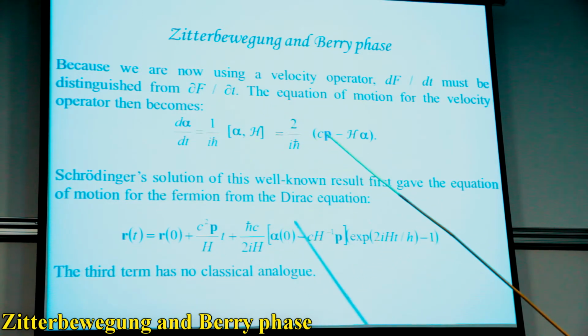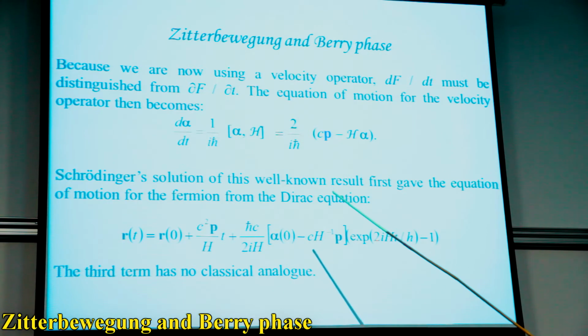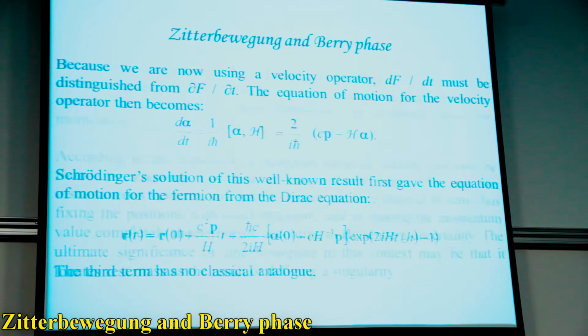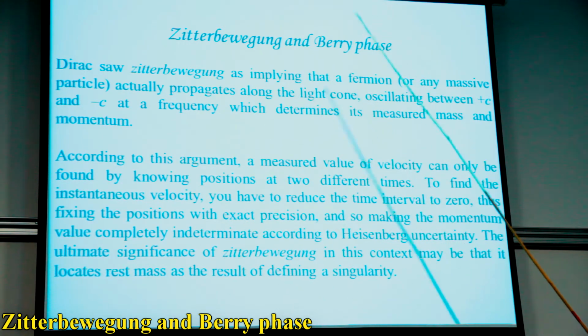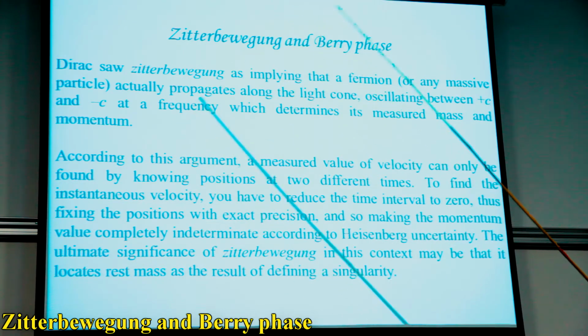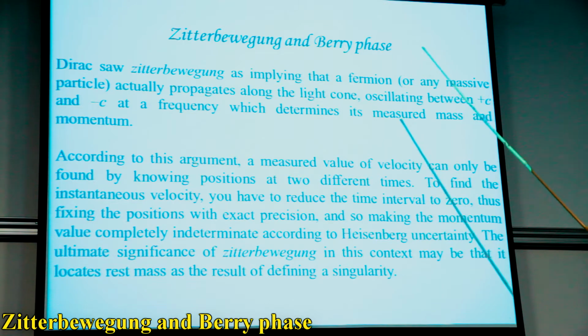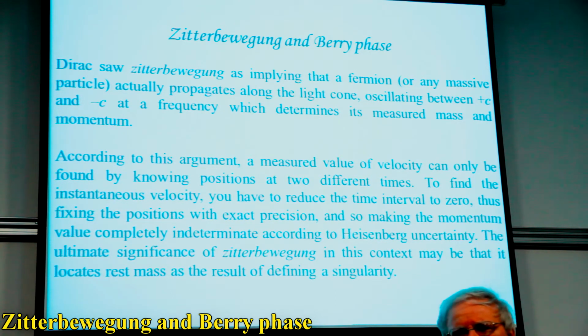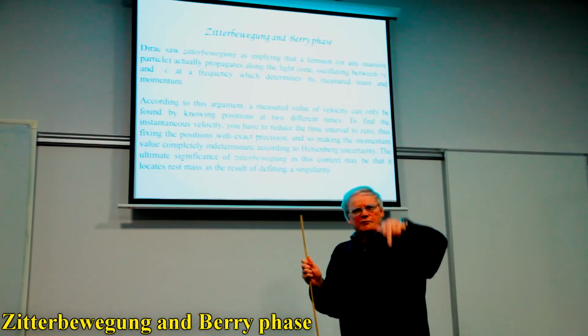when you solve the equation, you get a peculiar term that doesn't have a classical analog. So you get the equation of motion for the Dirac equation. Schrödinger did this and he got this odd term here. And what he saw was that it was a kind of switching between the four components of the Dirac spinor. It was called Zitterbewegung. We still use the German word because it means jittery motion, but it's a very special jittery motion. A fermion actually propagates along the light cone. It only ever travels at the speed of light. Remarkable to think that a fermion only ever travels at the speed of light. It just switches between vacuum and real state, vacuum and real state.